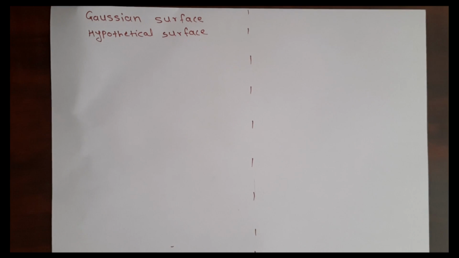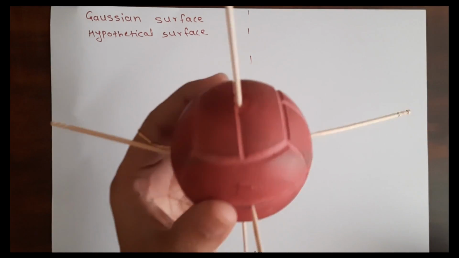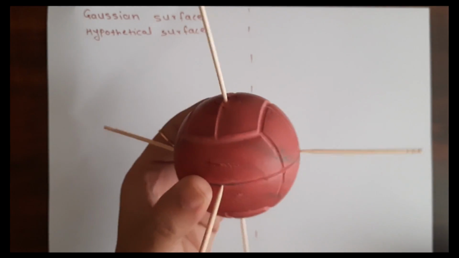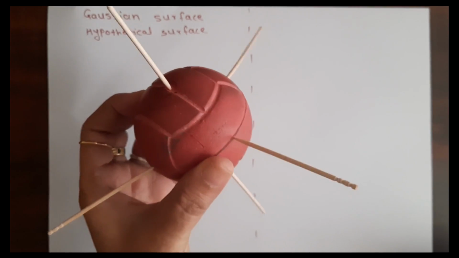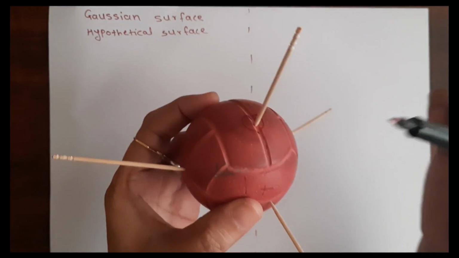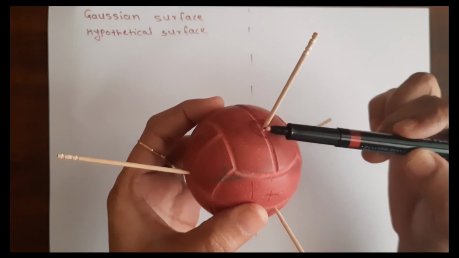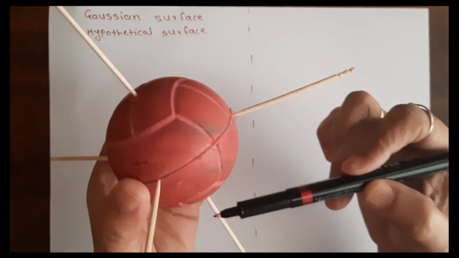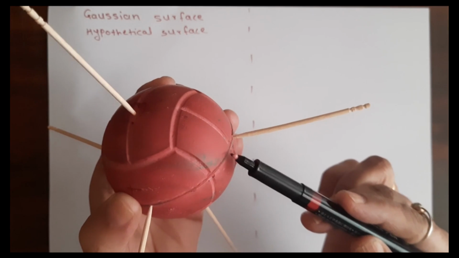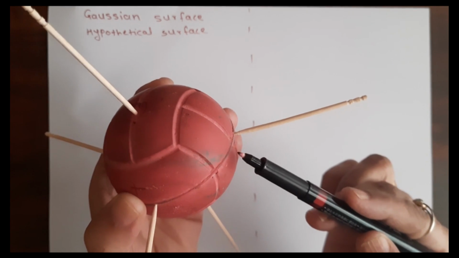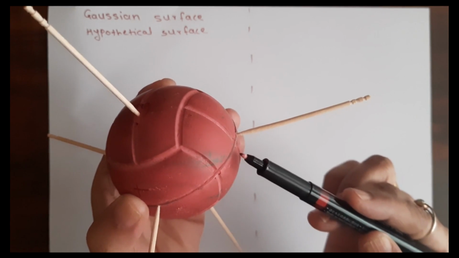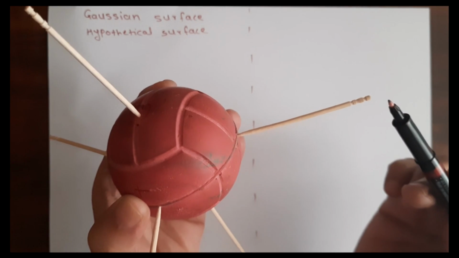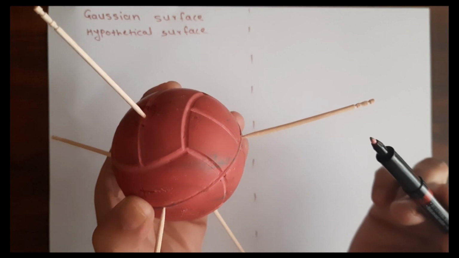Now consider a sphere on which positive charges are deposited uniformly. So this is a spherical surface. This indicates the electric line of forces. If positive charge is over here, the direction of electric field intensity is in the outward direction.